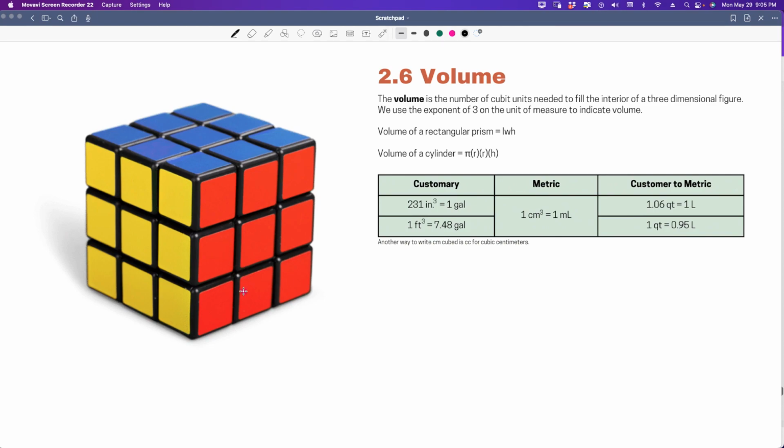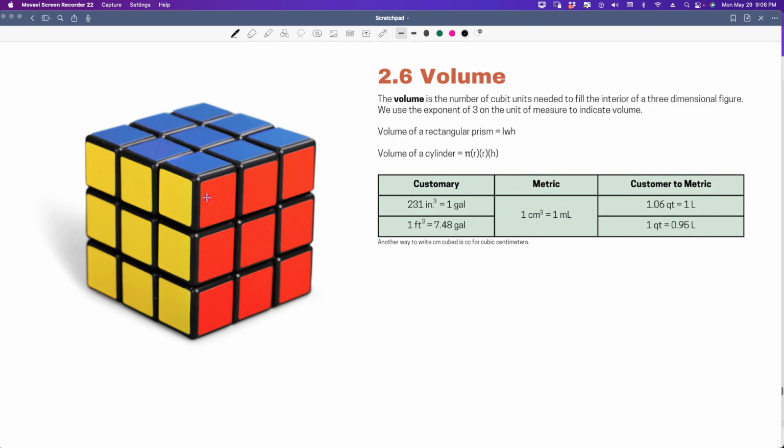Like, for instance, this Rubik's Cube. Before I showed you a picture of a chessboard, which had 8 by 8, so it had 64 square inches. This Rubik's Cube here, let's say that each one of these blocks is 1 inch, then that would be 3 by 3 by 3. So we would have 27 cubes, or 27 cubic inches. We can't say square inches because a square inch is going to be flat. This has a depth to it. So we have to now say cubic inches.